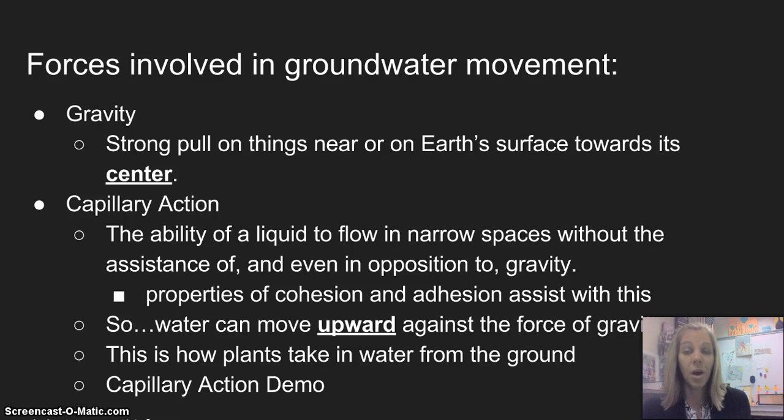So yes, water can move upward. This is how plants take in water from the ground. Also, that tree that you drew on the top of your diagram, or those plants, that's where that capillary action is going up. It's being pulled from the roots. All right, tomorrow in class we'll do a quick capillary action demo. I'm sure you've seen some like this before.